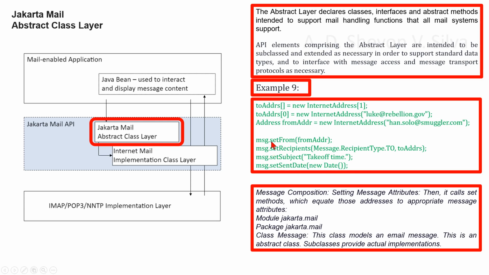The class Message in package jakarta.mail in module jakarta.mail. This class models an email message. This is an abstract class. Subclasses provide actual implementation. The Message class provides a set of methods that specify standard attributes common to all messages. The MimeMessage class provides additional methods that set MIME specific attributes. The client program can also set non-standard attributes, custom headers, as name value pairs.